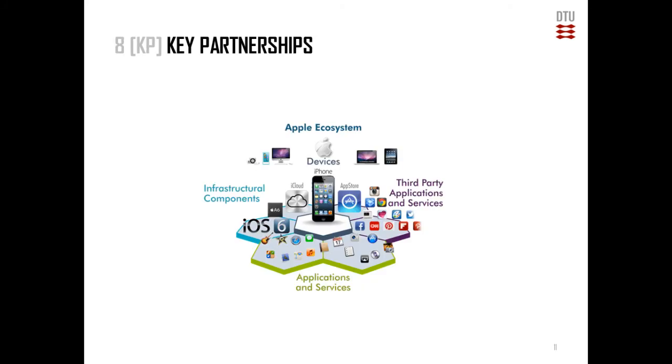Block 8, key partnerships. Companies create alliances to optimize their business models, reduce risk, or acquire key resources. The key partnerships are the cornerstone of many business models. We can distinguish between 4 different types of partnerships: strategic alliances, strategic partnerships, joint ventures, and buyer-supplier relationships.